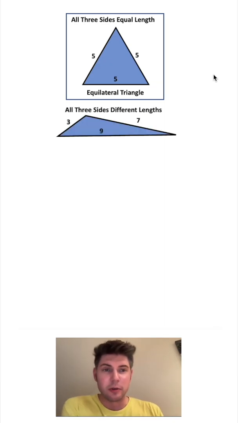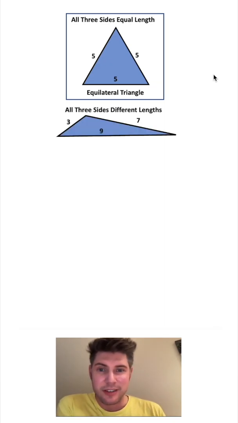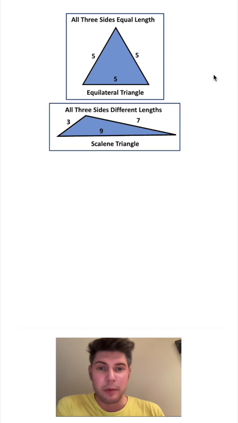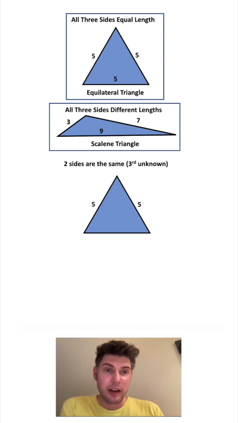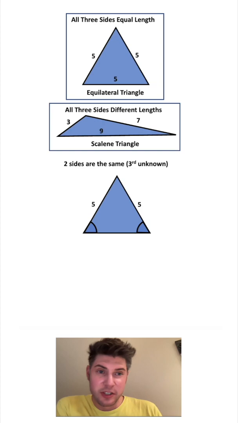Next, let's look at a triangle where all 3 sides have different lengths. This is called a scalene triangle, and we can put a box around this. Now here's another scenario where 2 sides are the same, but the third side is unknown. We can do a lot of things with this. Most importantly, the base angles are congruent as well. Even though the third side is unknown, we give these a name, isosceles triangles.